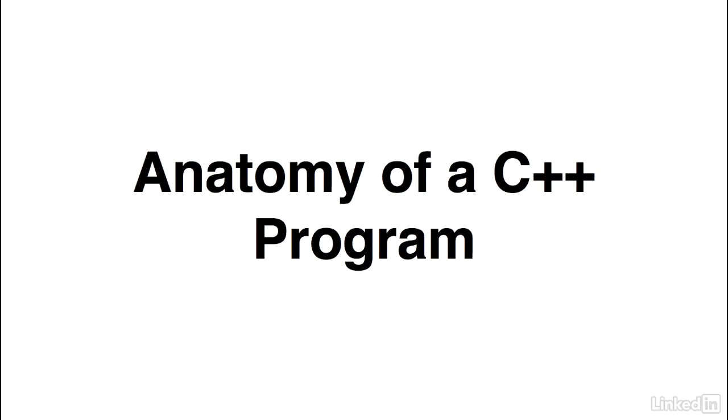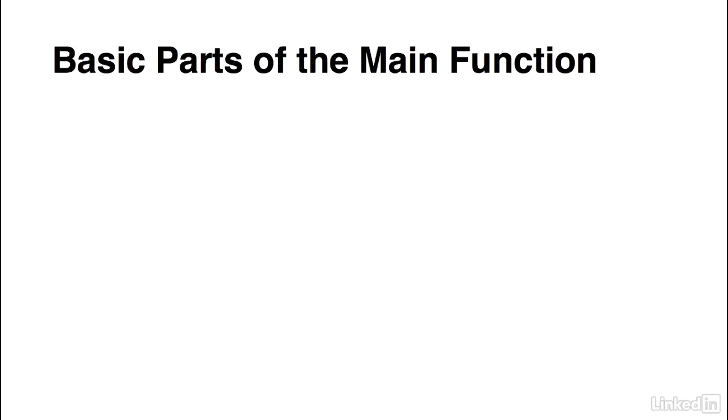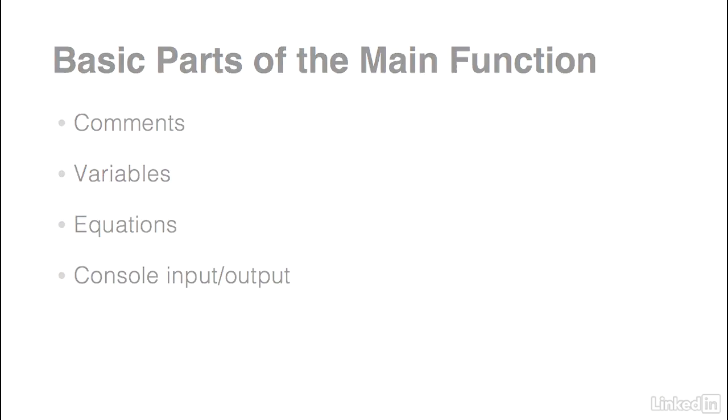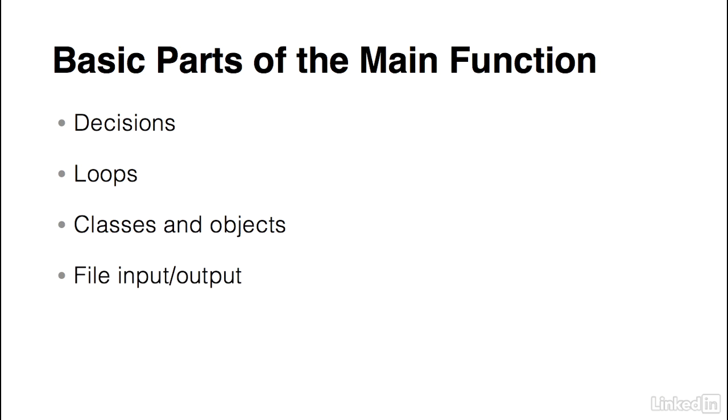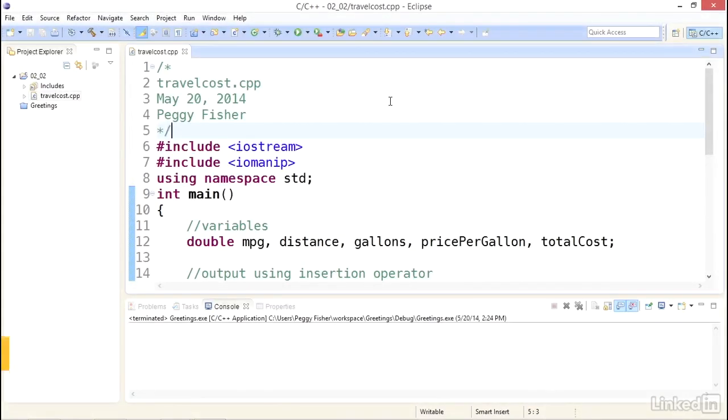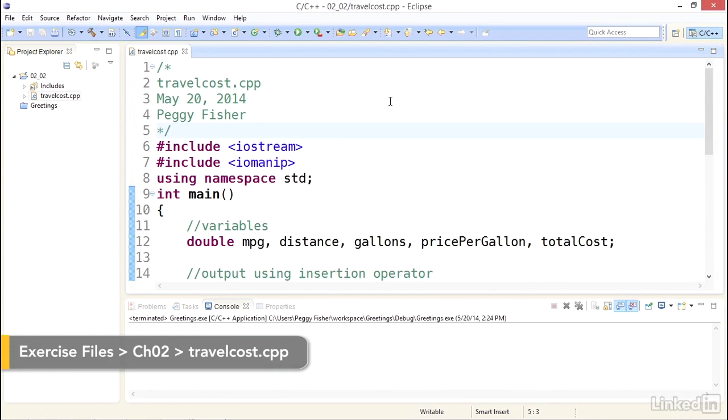Each programming language has the same basic parts in their main function. This includes comments, variables and variable names, equations, console input and output, decisions, loops, classes and objects, file input and output, and more. I think the easiest way to learn about the syntax of C++ is to walk through a program. Here's a basic program that calculates travel costs.